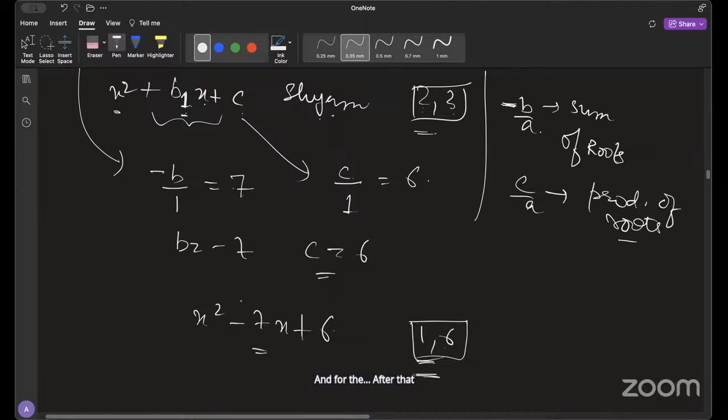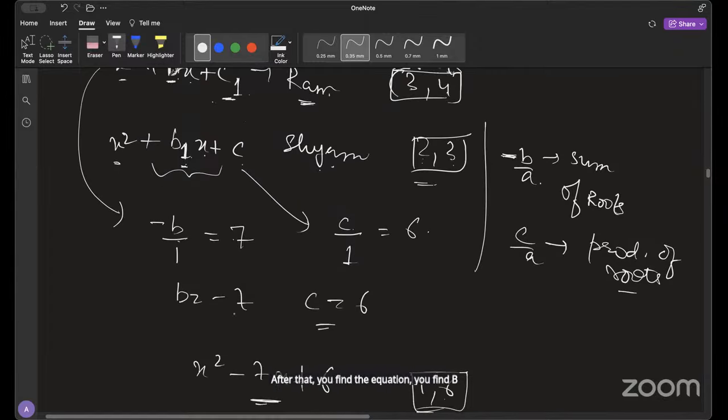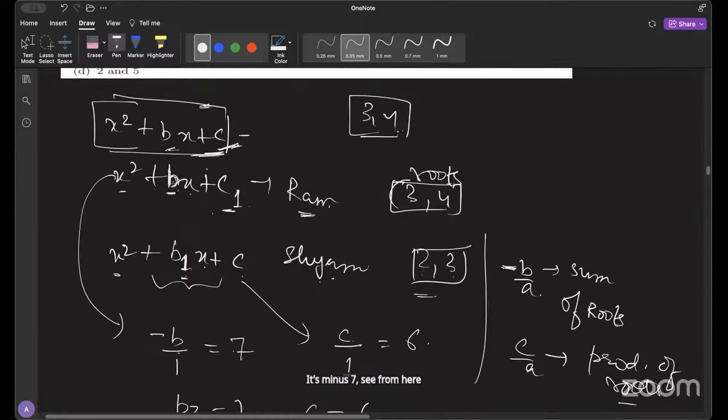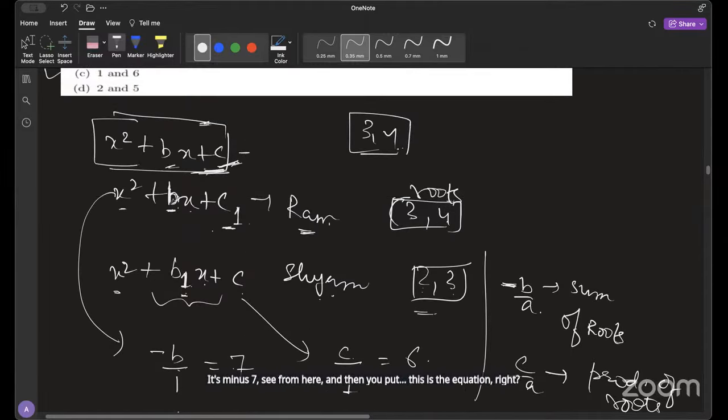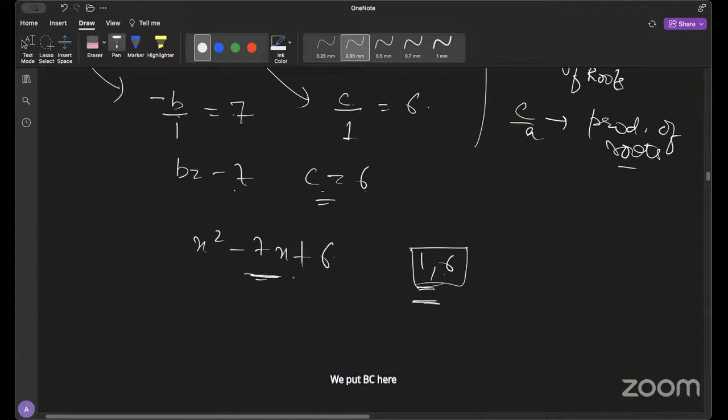After that, you find the equation. You find B from here, it's minus 7, and C from here. Then you put B and C in the original equation, and find the roots of this. That's it.